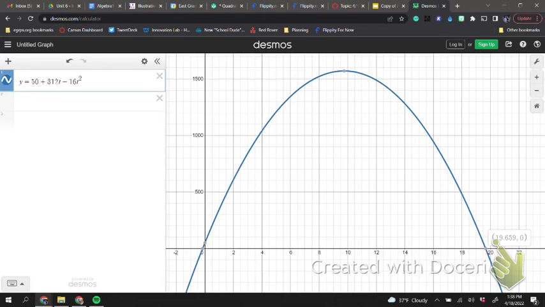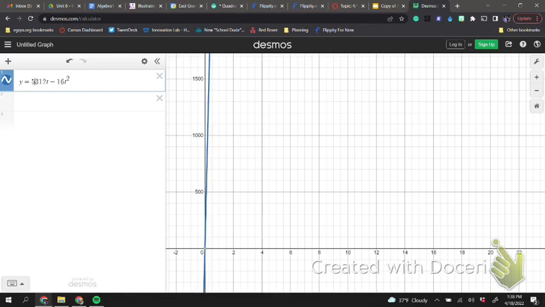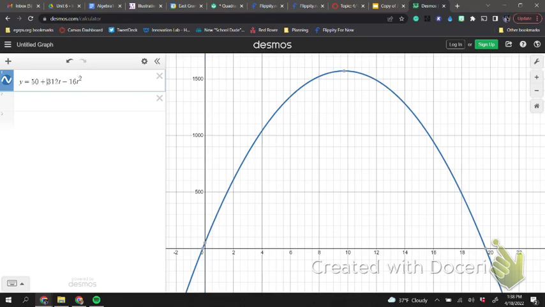What happens if this cannon started on the ground, right here? How many zeros? 2. Because 0, 0 would make sense in context then. But this cannon doesn't start on the ground, it starts at 50. Which means in context 1 zero, the parabola still does have 2 zeros.